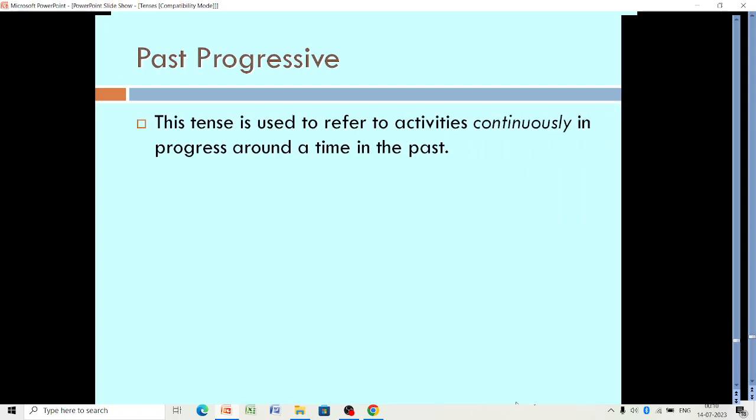Past progressive, that means past continuous. This tense is used to refer to activities continuously in progress around a time in the past. They were eating when the taxi arrived.